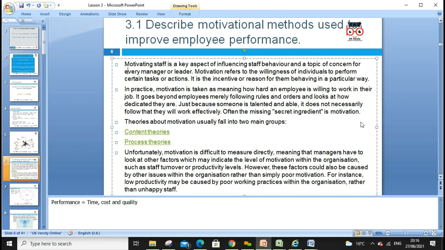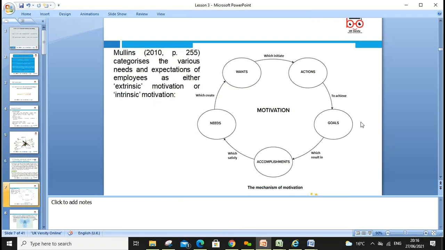Unfortunately, motivation is difficult to measure directly, meaning that managers have to look at other factors that may indicate the level of motivation, like job rotation. Yes, motivation is also not just the money. Staff turnover and productivity level can be looked at and measured. However, these factors could also be caused by other issues within the organization rather than simply poor motivation. For instance, lower productivity may be caused by poor working practices within the organization rather than unhappy staff. So we need to look around at these.